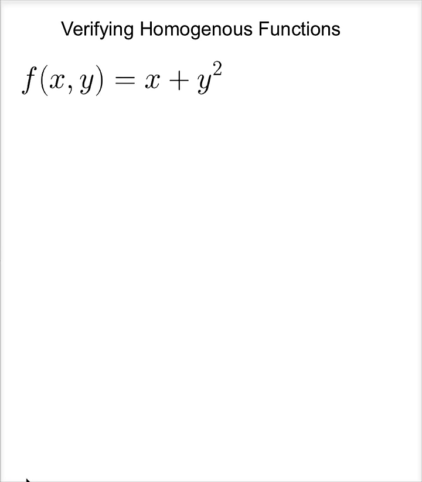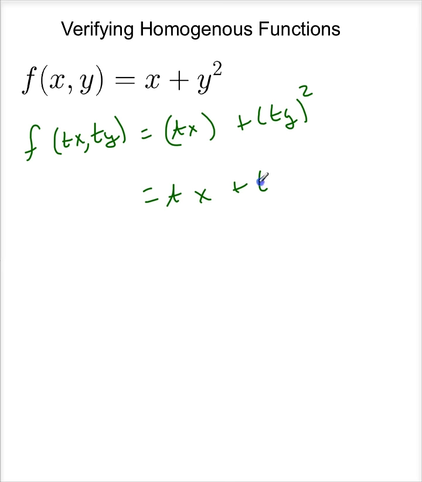If we look at this equation, let's see if this one's homogeneous. F of tx, ty is, let's see, this is tx plus ty squared. So this is t times x plus t squared y squared. Now, there's no way, I don't have the same number of t's in each, so this is not homogeneous.